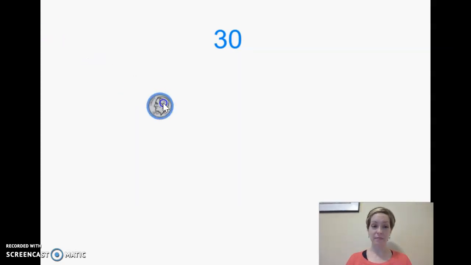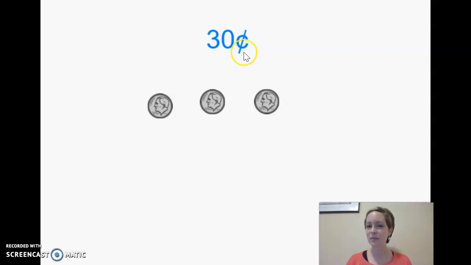10, 20, 30. 1, 2, 3 tens. So here I've shown 30 cents, and just the last little tidbit, of course, that I want to add, going to be my C with the line through it, showing me that I'm talking about 30 cents and not 30 of something else. Okay?